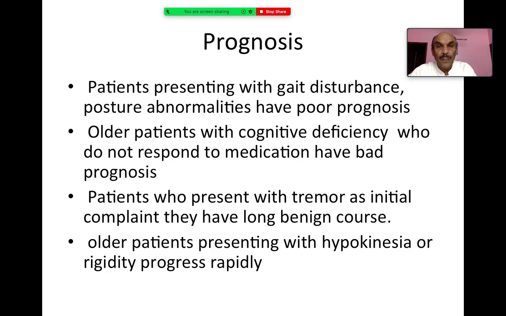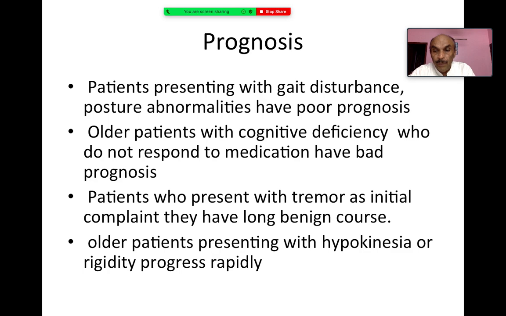An important note on the prognosis. This is the idea of putting this slide in this particular lecture. Patients presenting with gait disturbance and posture abnormalities have poor prognosis. Number two, older patients with cognitive deficiency who do not respond to medical therapy also have poor prognosis and they deteriorate rapidly.